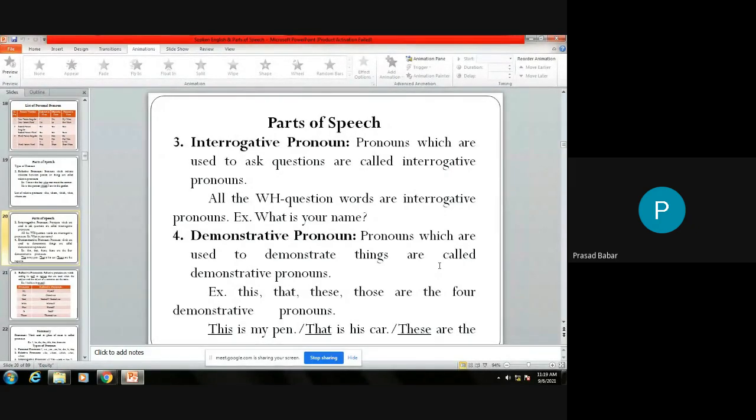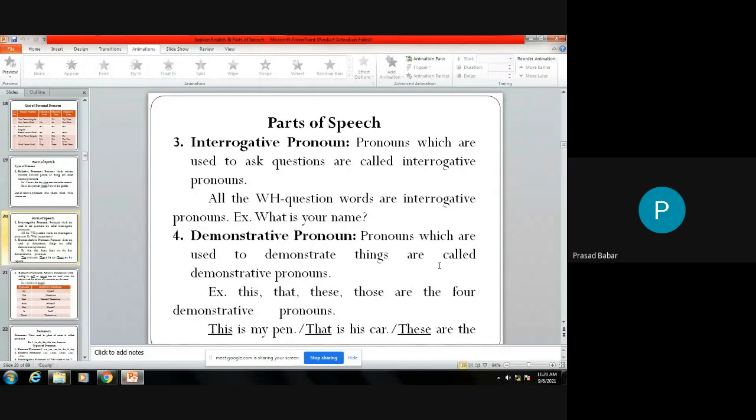Okay, to demonstrate means what? To show. Demonstrate means to show, to point out, or to indicate with a finger. That is why demonstrative pronouns are the pronouns which are used to demonstrate things. And what are its examples? Its examples are this, that, these, and those. So these four are the demonstrative pronouns.